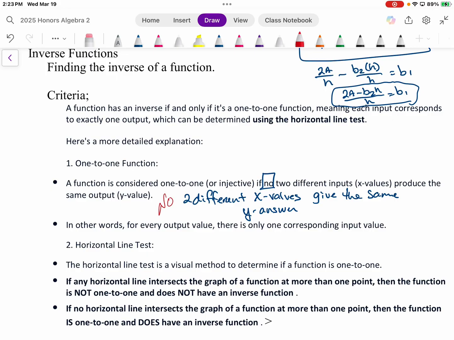So that's one thing you can do. Now, what you could also do is use what's known as the horizontal line test.